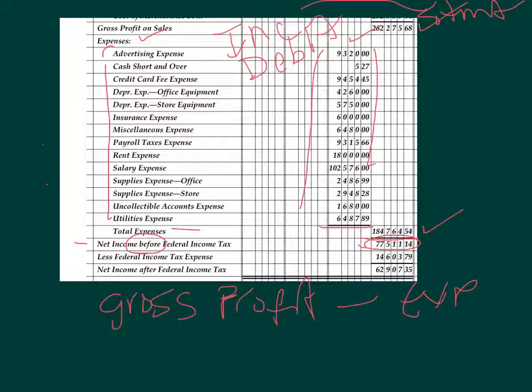Now we need to put a line item for our federal income tax expense. That tax expense does reduce your net income. You're going to subtract the $14,603.79 from your $77,511.14 to get your net income of $62,907.35. Make sure that you place double underlines underneath that amount, showing that the statement is completed.